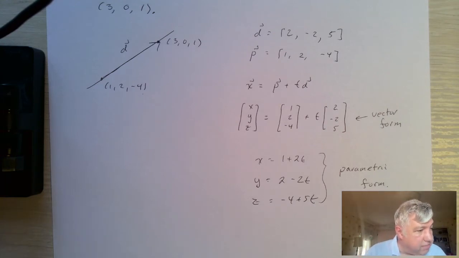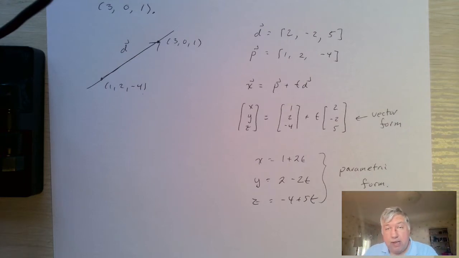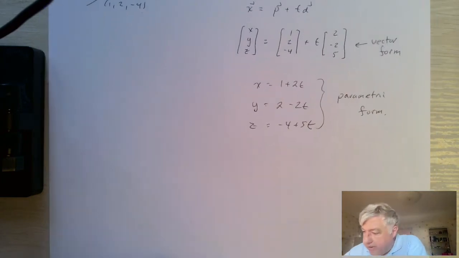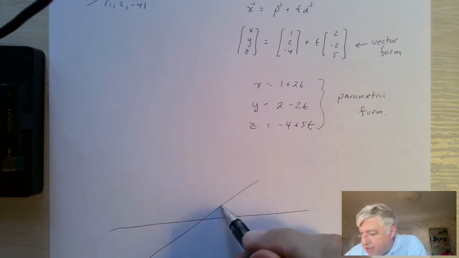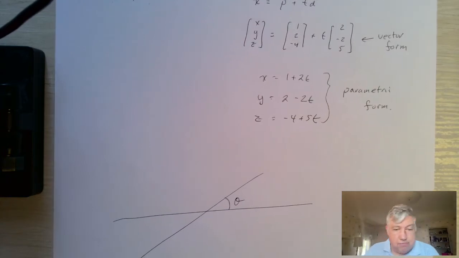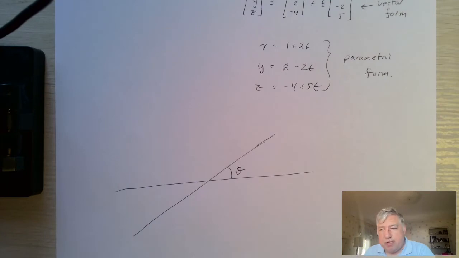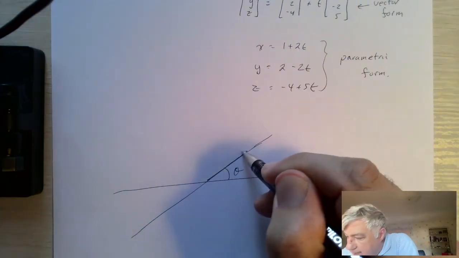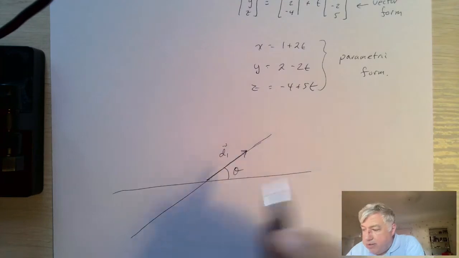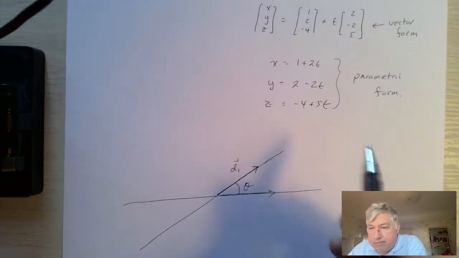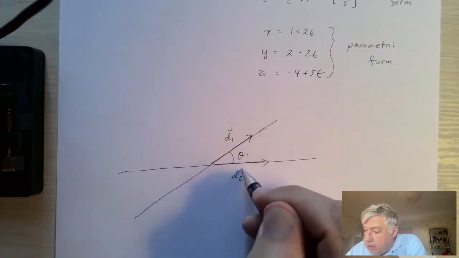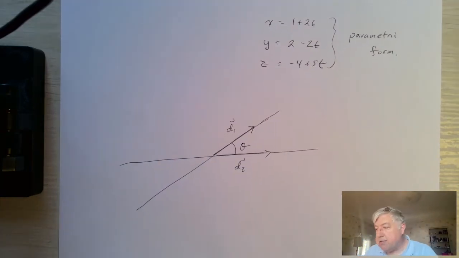We can talk about angles between lines. In particular, we're talking about lines that intersect at a point. What does their angle look like? If we have two lines like this, we're interested in the angle between them. I think you can see this boils down to finding the angle between two vectors, because this line has a certain direction vector D1, and this has a direction vector D2.